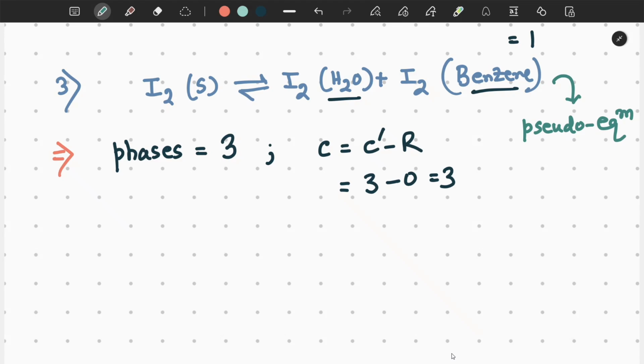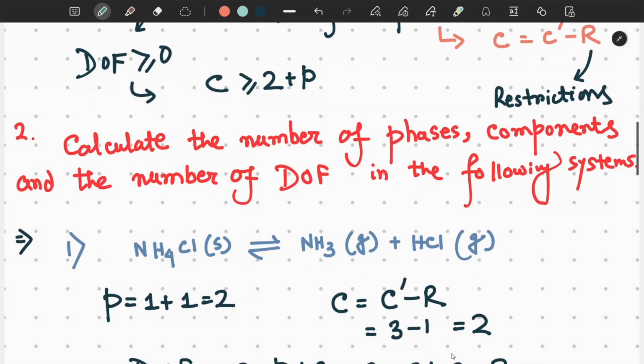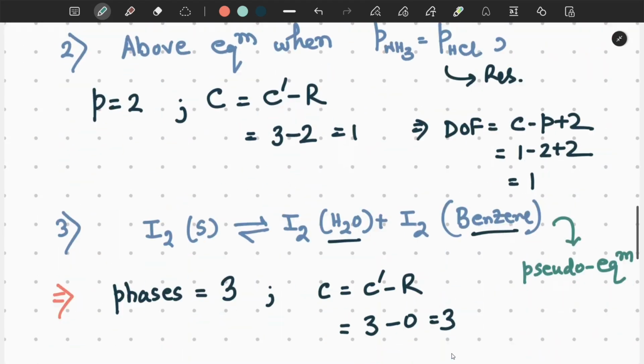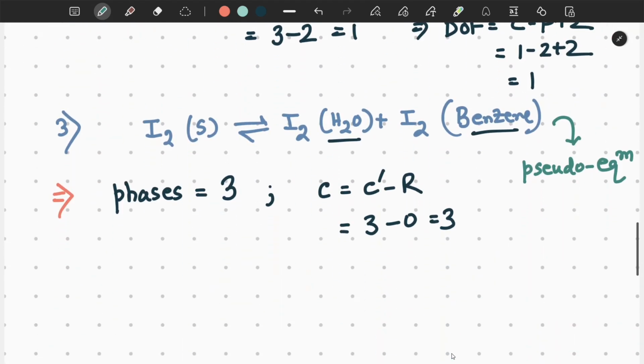Is it possible? No, it's not like that. But if you have just normal NH4Cl solid, automatically NH3 gas and HCl gas will be there, or vice versa. So that's a chemical equilibrium. How is the iodine case obtained? You have solid iodine in a beaker, and you put in water and then benzene, and then you try to mix. It's a physical equilibrium, not a chemical equilibrium. That's why it's called a pseudo equilibrium.